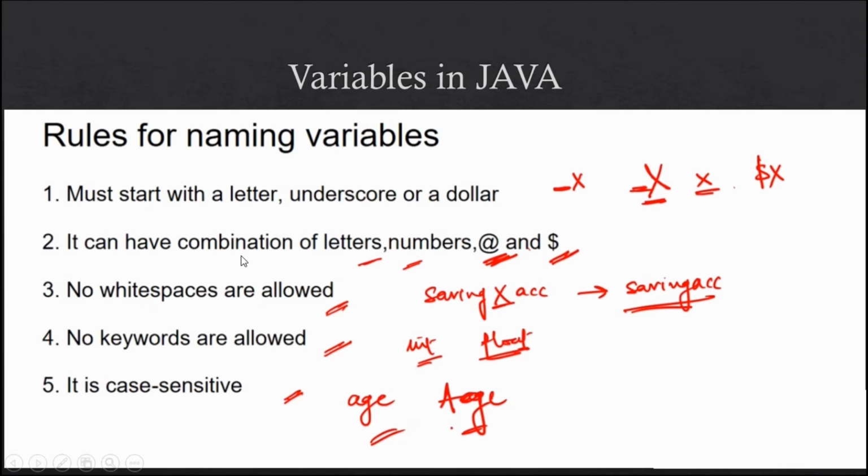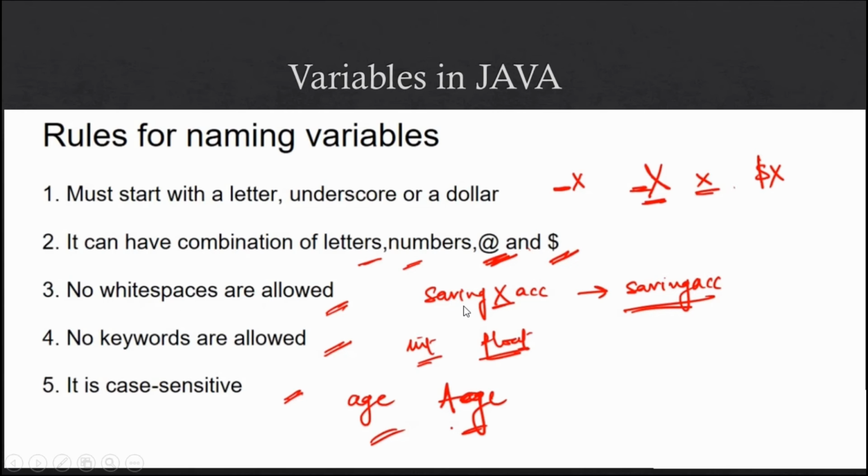It can also have a combination of letters. Let's suppose if you want to use X, A, Y, Z, the combination of letters is also perfectly fine. And you can also have a combination of numbers in order to define your variable. Talking about the special characters, you can only use 2 different special characters, that is @ or $. This is absolutely fine. Apart from this, if you use any other special character, then you will get an error at the time of compilation.